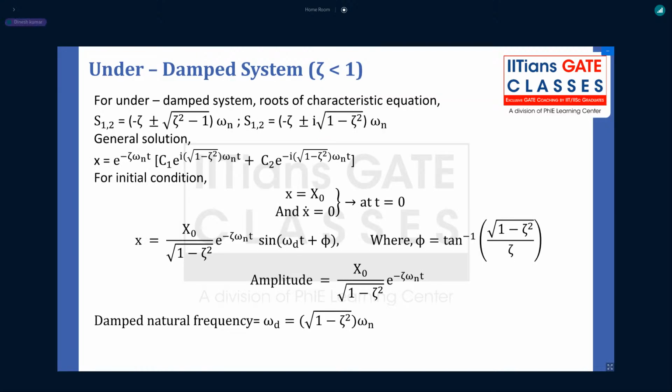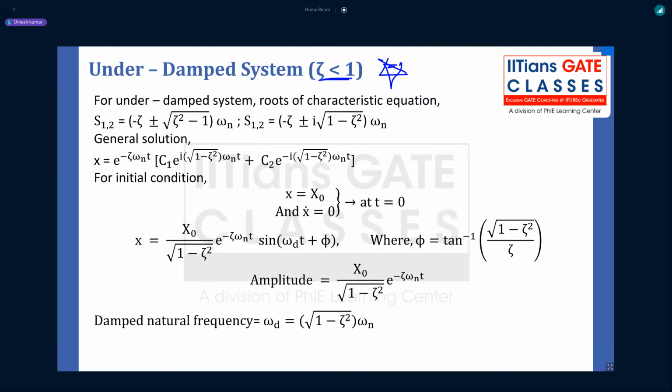Okay, so let's move to the next, underdamped, which is more important from the GATE point of view, because there is one concept called logarithmic decrement, which is associated with the underdamped system. So what is the underdamped system? If zeta is less than 1, then the system is known as underdamped.